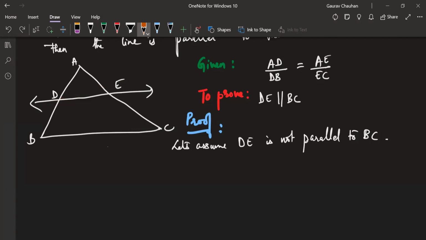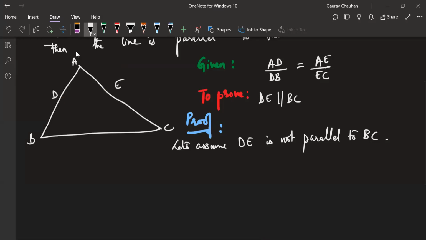Okay, what I'm saying, let me rub this off. Let me make this not parallel. Our assumption is this is not parallel. No, let me make it like this. Okay, so this DE is not parallel. Suppose, this is our assumption, right?